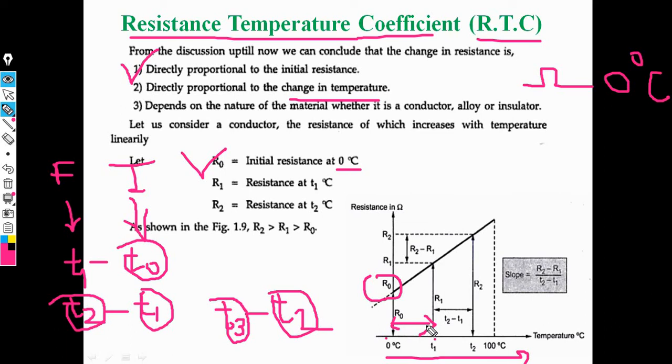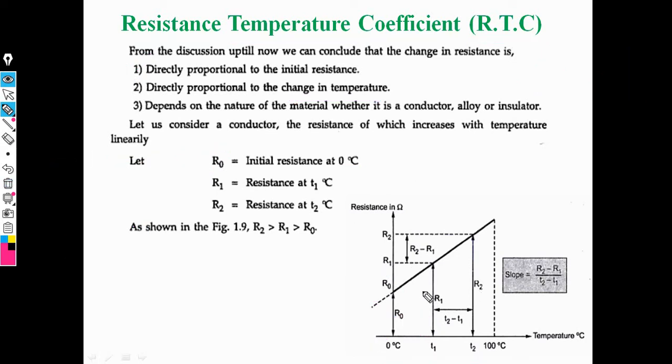Okay, now the third point is the nature of material. Resistance temperature coefficient depends on the nature of material, for example conductor, alloy and insulator. That means resistance temperature coefficient depends on the nature of material like conductor, alloy and insulator. Okay, now here R0 is the initial resistance at 0 degree Celsius. Then here this is the initial temperature at 0 degree Celsius.